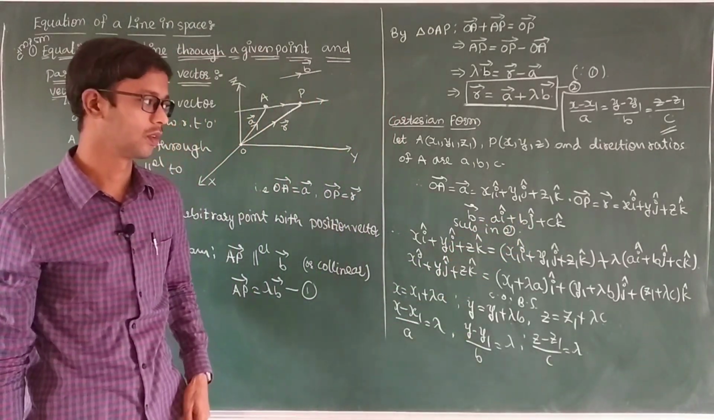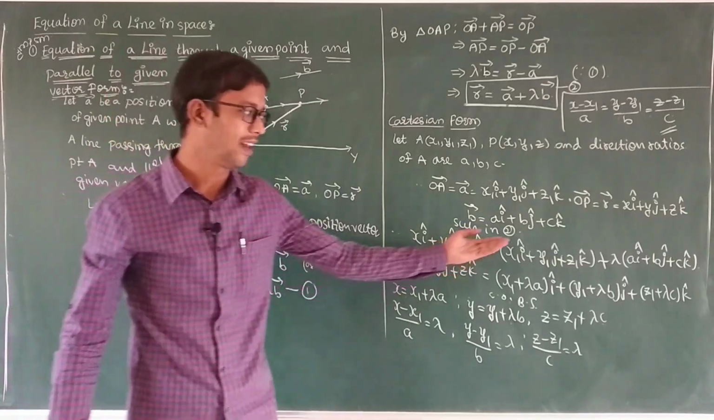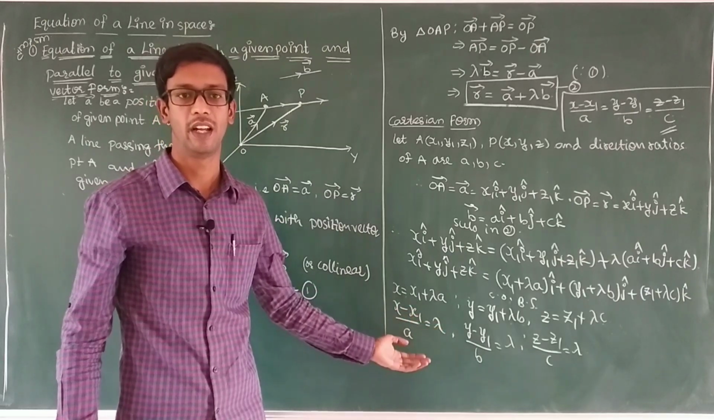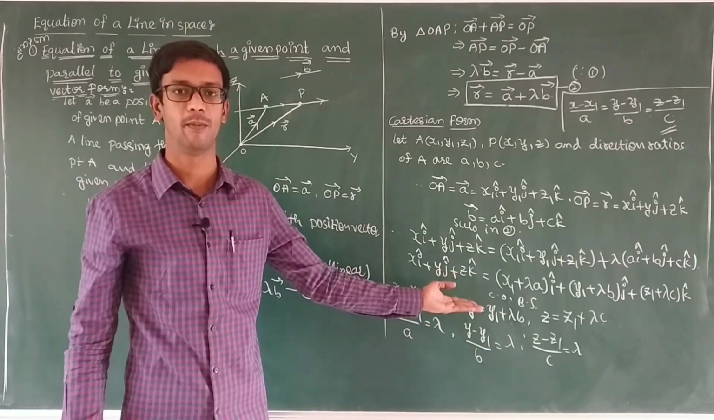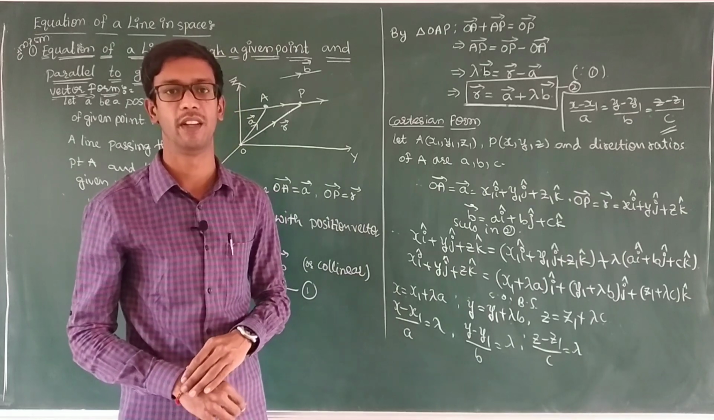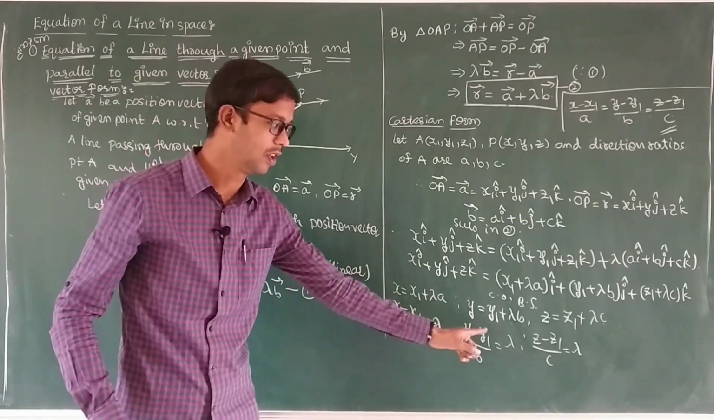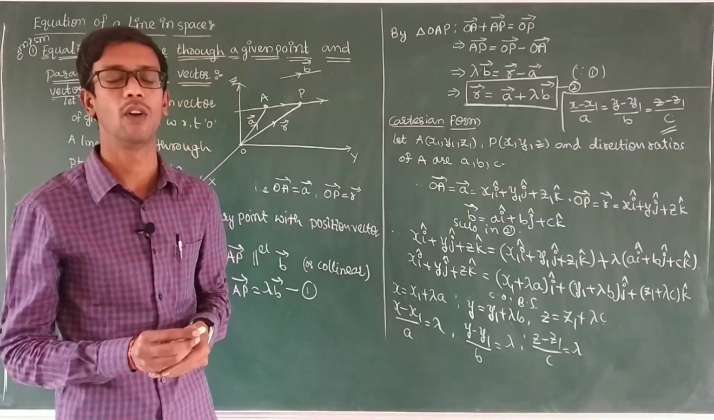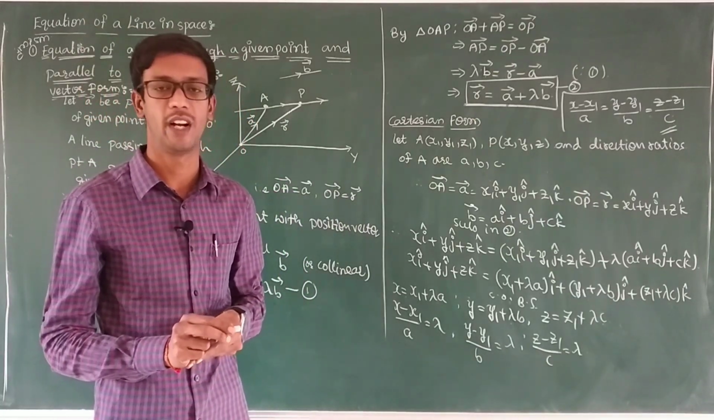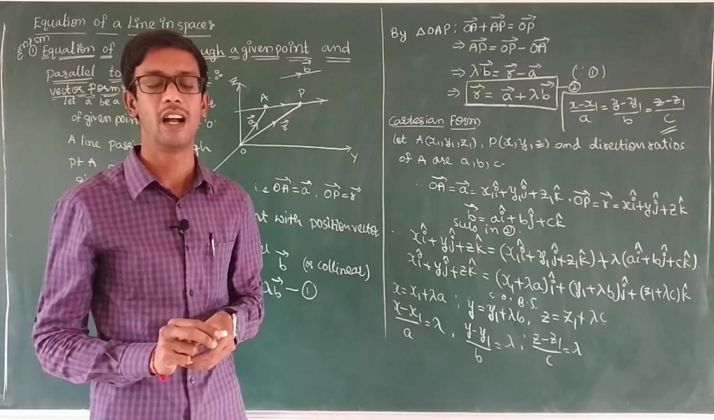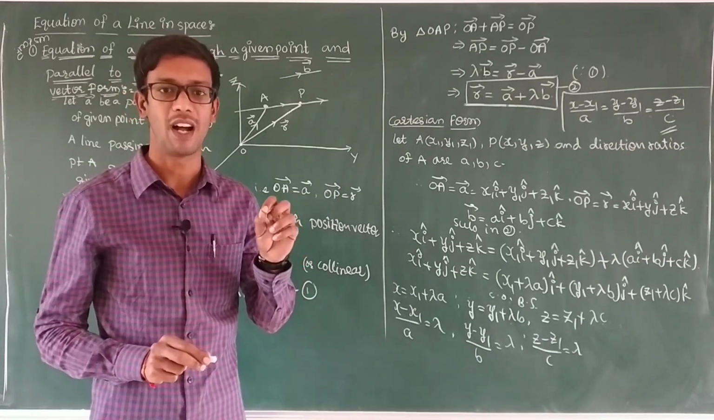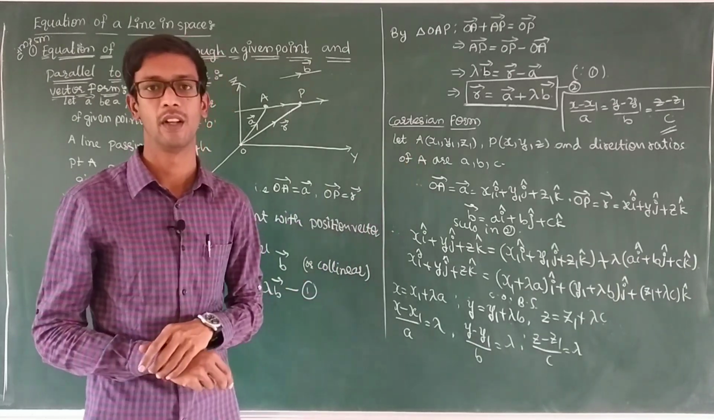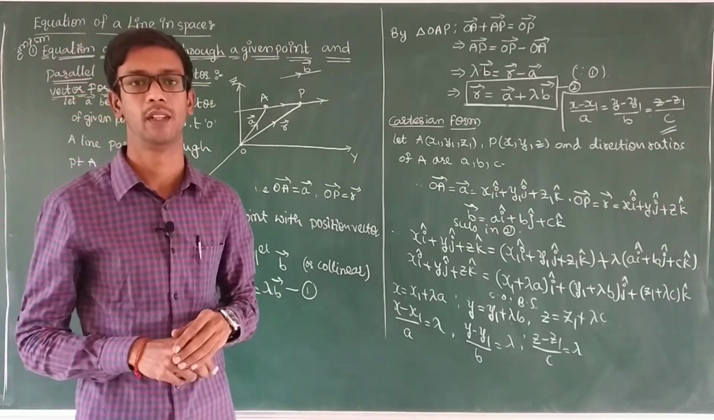Substitute in 2, and I take lambda common. Comparing on both sides: x minus x1 by A is equal to lambda, y minus y1 by B is equal to lambda, z minus z1 by C is equal to lambda. So these three are equal, that is nothing but x minus x1 by A equal to y minus y1 by B equal to z minus z1 by C. This is the line equation passing through a given point and parallel to the given vector in Cartesian form. This is an important 5 marks question.